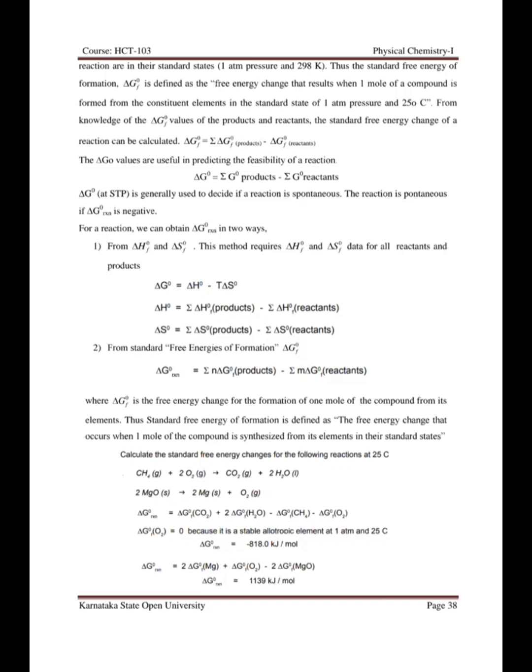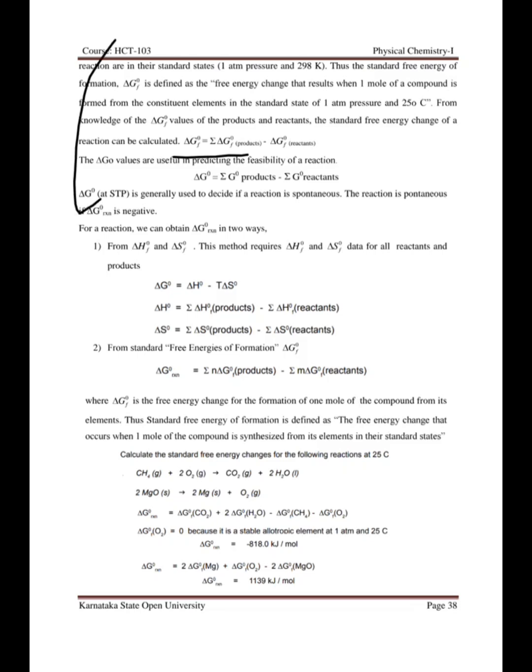So delta G naught is the summation of delta G naught of the products minus delta G naught of the reactants. Here it is the calculation of standard free energy of the system. So delta G naught is defined as the free energy change when 1 mole of the compound is formed from the constituent elements in the standard state of 1 atmospheric pressure.